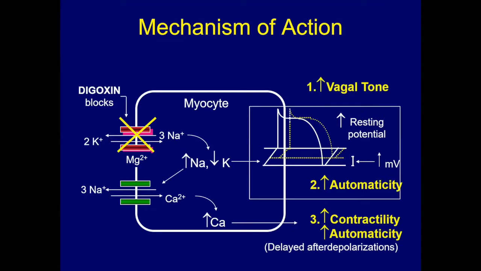In terms of the myocyte effect, when you block the sodium ATPase pump, you increase the amount of intracellular sodium and you decrease the amount of intracellular potassium. That shifts the resting potential upward, and that results in increased automaticity. The other thing is that because you're increasing intracellular sodium, the body tries to remove the sodium by exchanging sodium with calcium. You end up with increased intracellular calcium, and that increases your contractility, and that's why digoxin is used for treatment of congestive heart failure.